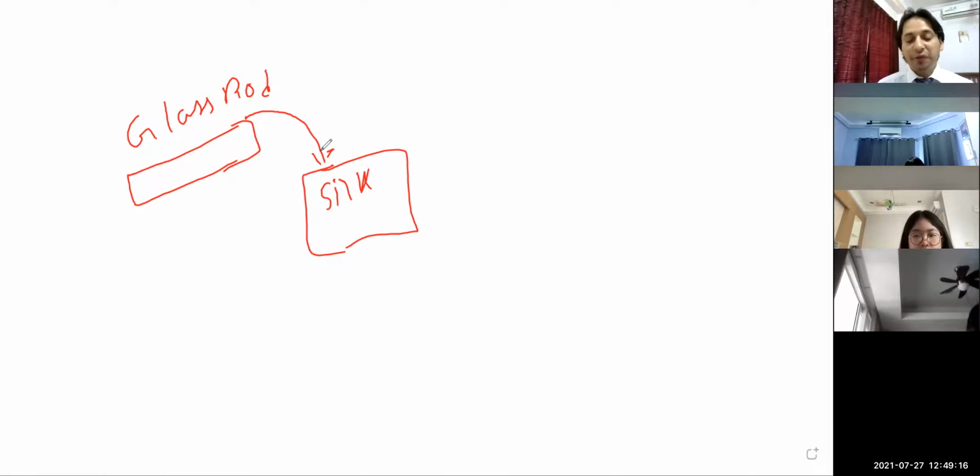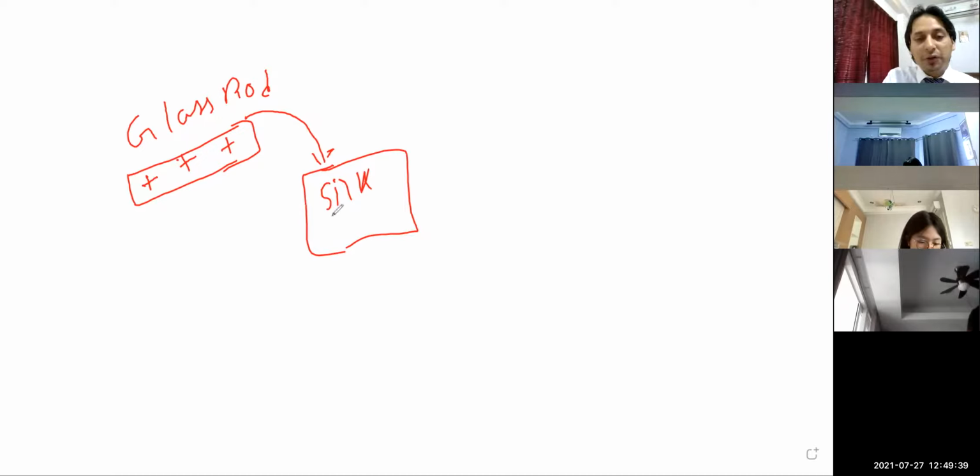A phenomenon will take place: one body will lose electrons and another body will acquire some electrons. So I take that this glass rod loses some electrons, and then the glass rod becomes positively charged. Now the glass rod has lost some charge, so where will this charge go?